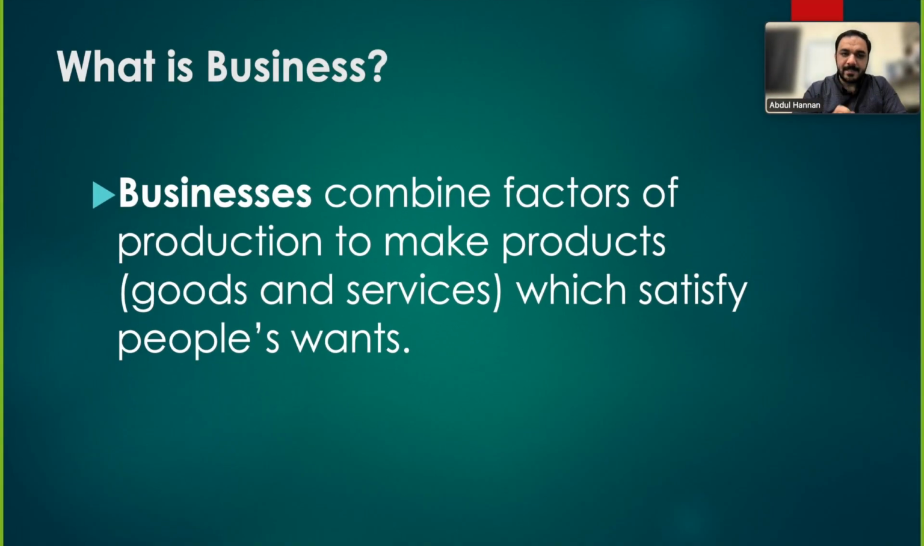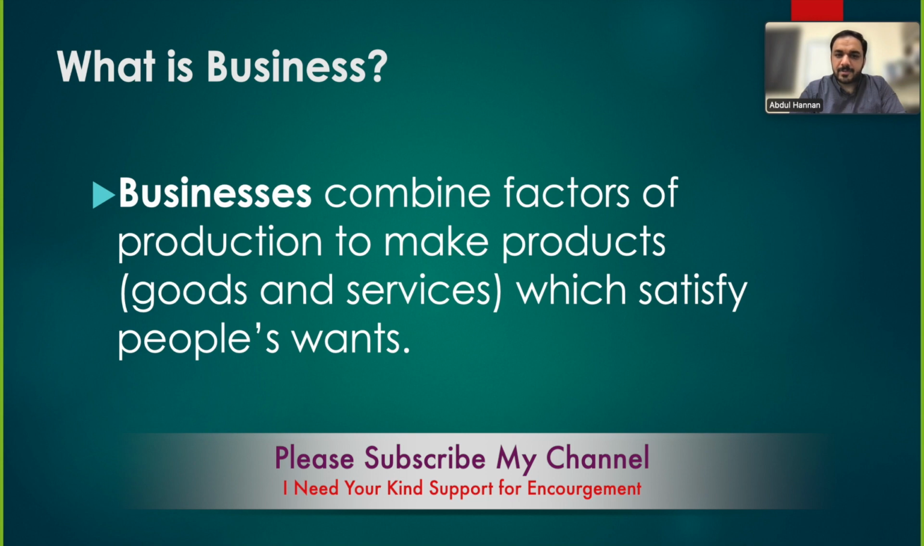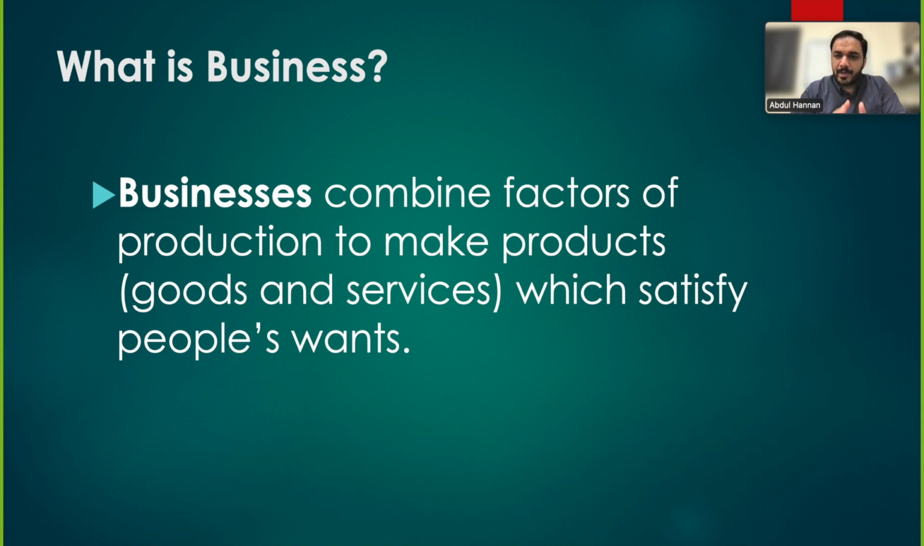Exactly what is business? Business is a combination of factors of production to make products. Products are goods and services. Goods are in the form of physical existence, and services are intangible, which you cannot touch. It has no physical existence. And it is to satisfy people's wants.